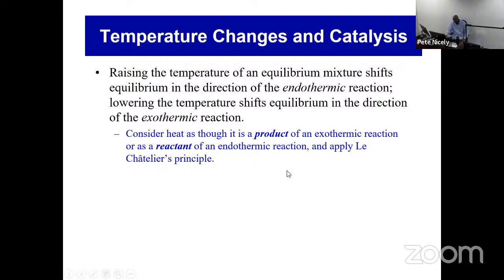Now, we can explain that by considering heat as though it is a product, right? Like a chemical product, even though it's not a chemical product, but we can treat it that way for the purposes of explaining why we observe these changes. That is true in an exothermic reaction, but we can also treat heat as a reactant if the reaction is endothermic, all right? And let me see what we have here.